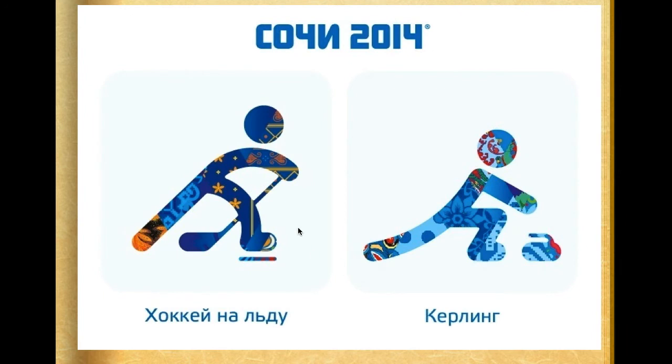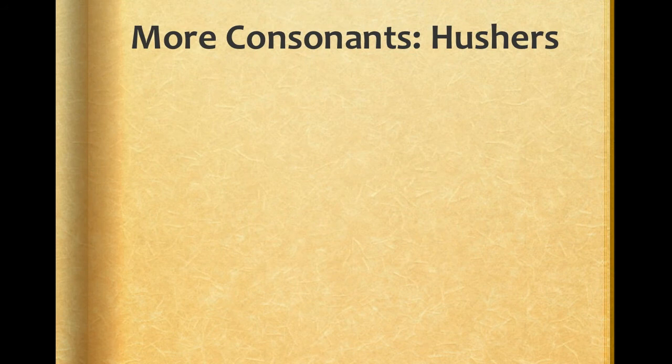Okay, how about these events? See if you can figure out what these events are. So there's Sochi. And how about this? Don't pay any attention to the soft sign for right now. Hockey на льду. So what sport do you think that is? Hockey на льду. Good. Hockey on the ice. And how about this sport? Curling. Good.